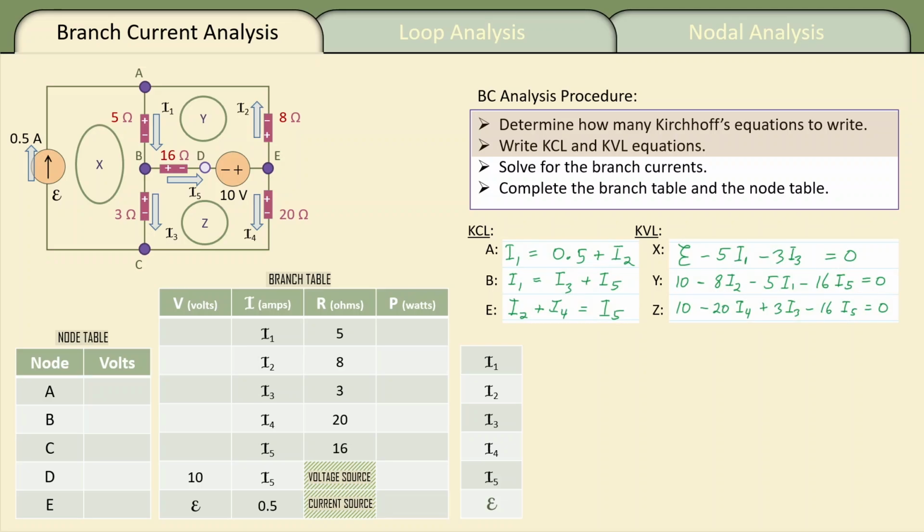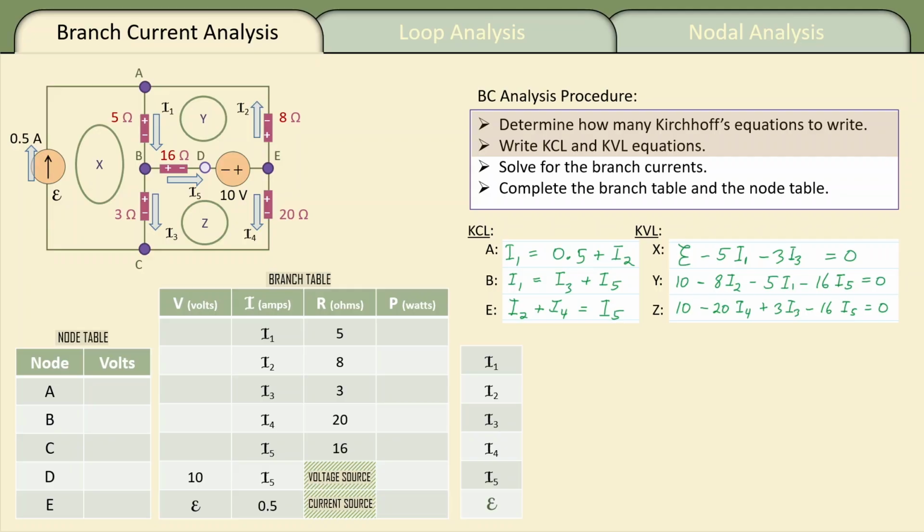Let's look at node A. We'll see that the half amp comes up and then over from left to right into junction A, and I2 comes up from E through the 8 ohms and over to the left to A. So the half amp and I2 enter junction A, and you'll see in the equation those terms are on the right, and I1 leaves junction A going through the 5 ohms, and that's on the left. So I1 equals a half plus I2.